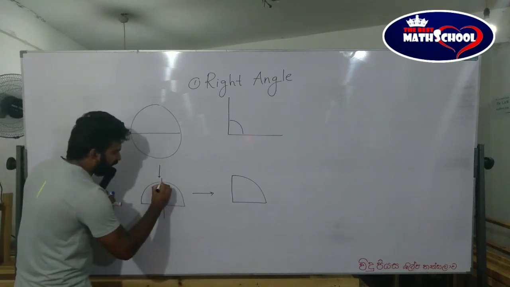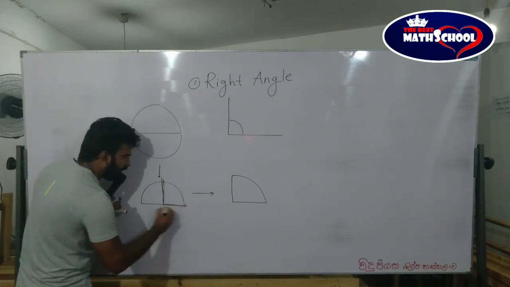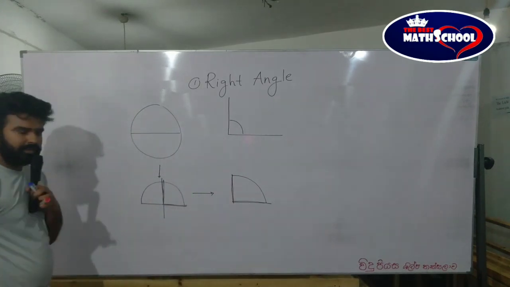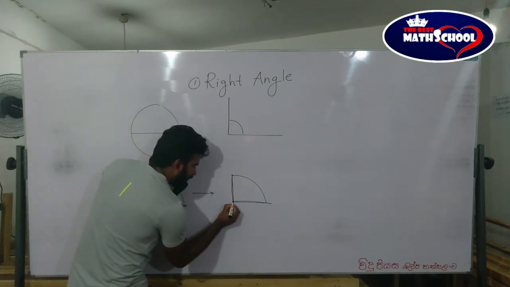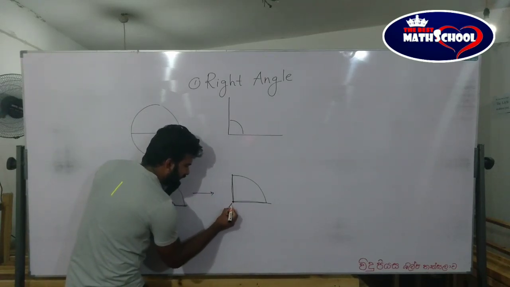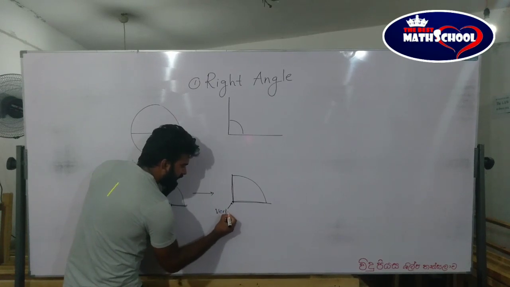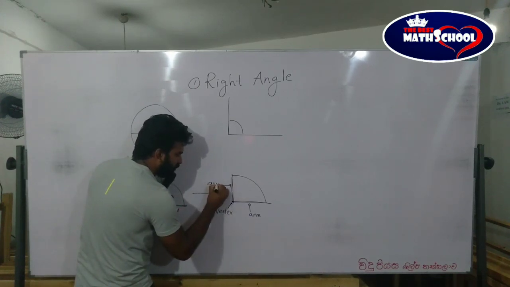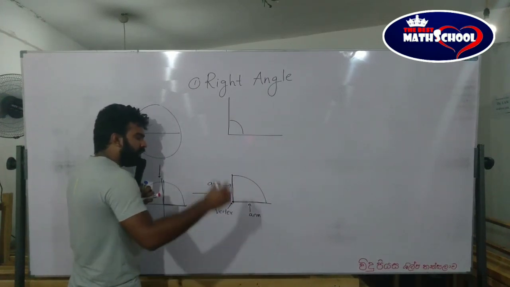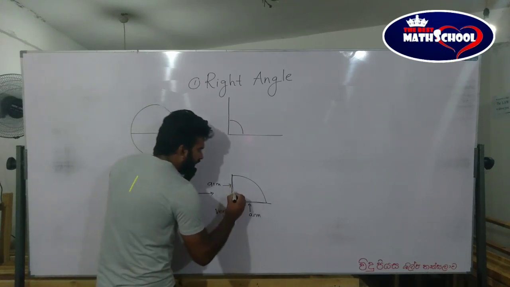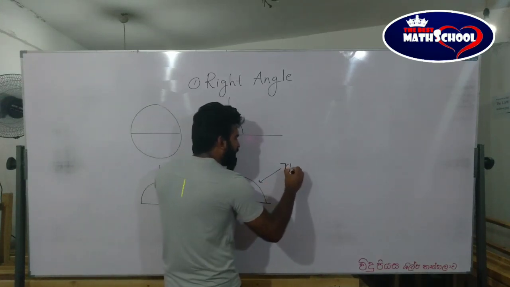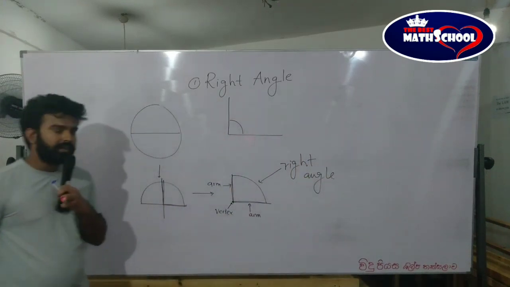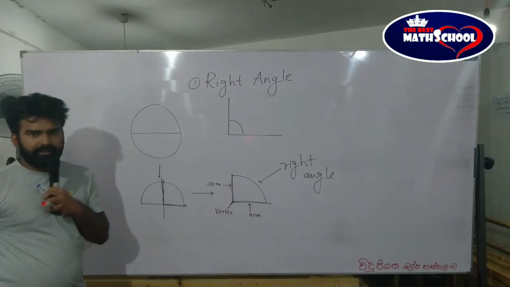So these two lines will be straight lines, right? And they will meet up here. So this will be the vertex, right? We can take this as the vertex. So these two straight lines, we can take them as arms. So in between these two arms, on this vertex point, the angle which created here, this will be a right angle. Got it? Right? This will be a right angle.